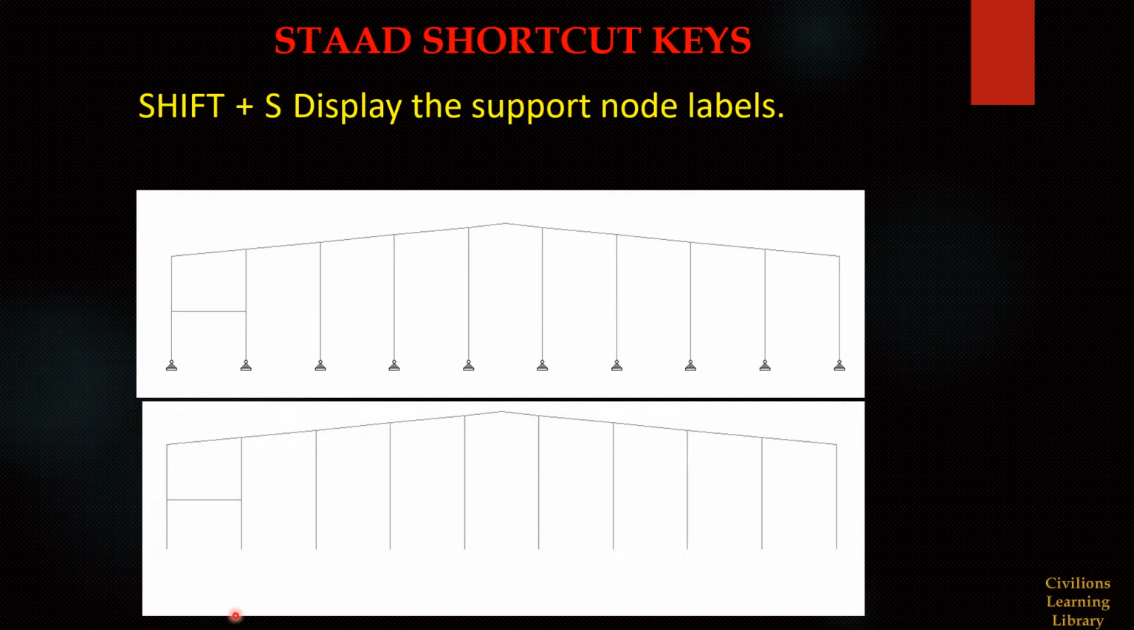Shift plus S shortcut key is used to display the supports. You can see the supports here. If you want to remove the supports, you can press Shift plus S, it will disappear. You can see this below image also.